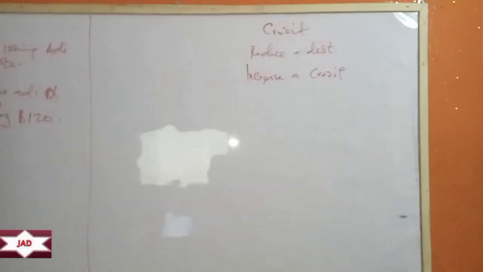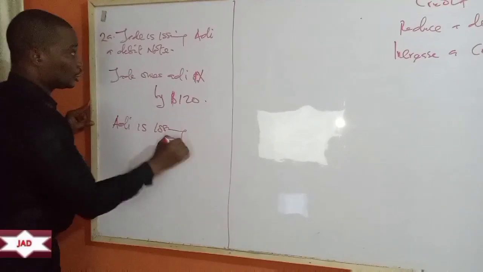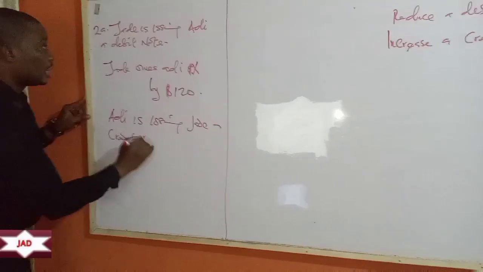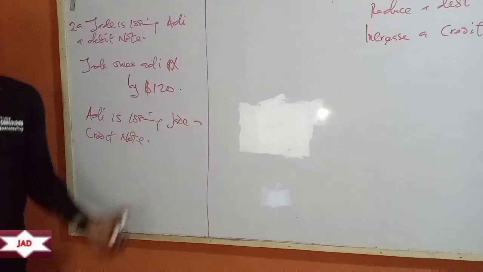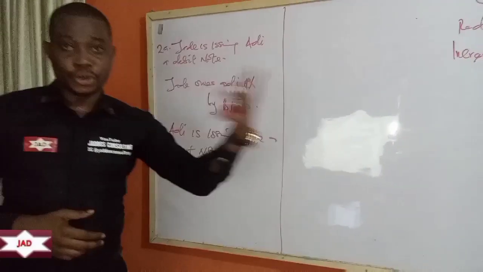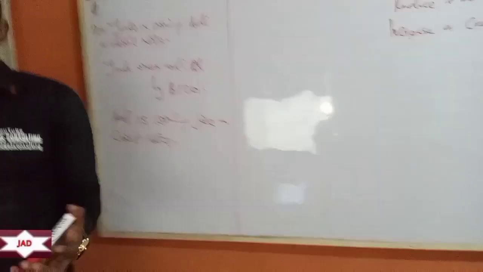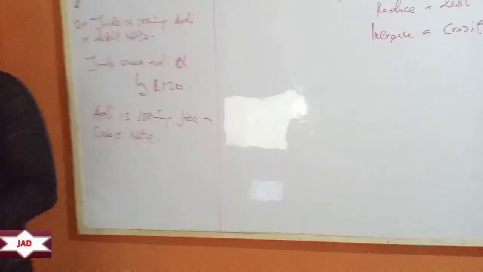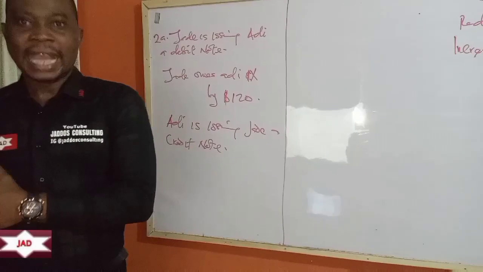So basically here we can say that Adi is issuing Jade a credit note. So what is the reason? Like I said, when there is an overcharge, you have to issue a credit note. Because there is a credit note relating to goods supply, the obvious here is that Jade has probably returned some products back to Adi.